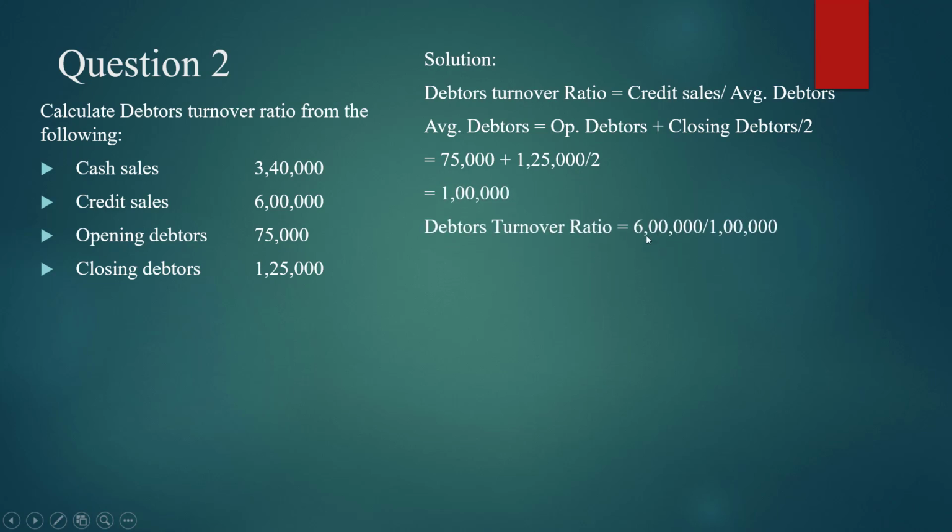If you see here, credit sales was 6 lakhs divided by 1 lakh. What is this 1 lakh? 1 lakh is average debtors. How did we calculate 1 lakh? Opening debtors plus closing debtors divided by 2. We put in the values: opening debtors is 75,000 plus closing debtors is 1,25,000 divided by 2. We got the value as 1 lakh. After we got this value, we put it in this ratio: 6 lakh divided by 1 lakh, and we got the value as 6 times. So again, you see here, we are putting the value as 6 times. Always remember this as given.